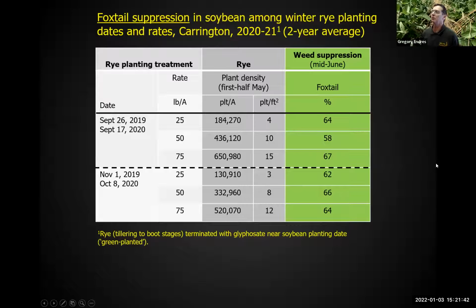This is a look at 2 years of data on foxtail suppression from the study. And note that when we averaged the 2 years, that we did have lower plant densities of the rye. The highest we had was 15 plants per square foot. And notice that we really had no difference in foxtail suppression amongst the various rye densities. And so this really points out the importance of having some adequate rye levels if weed suppression is a goal that you have when using rye as a cover crop.